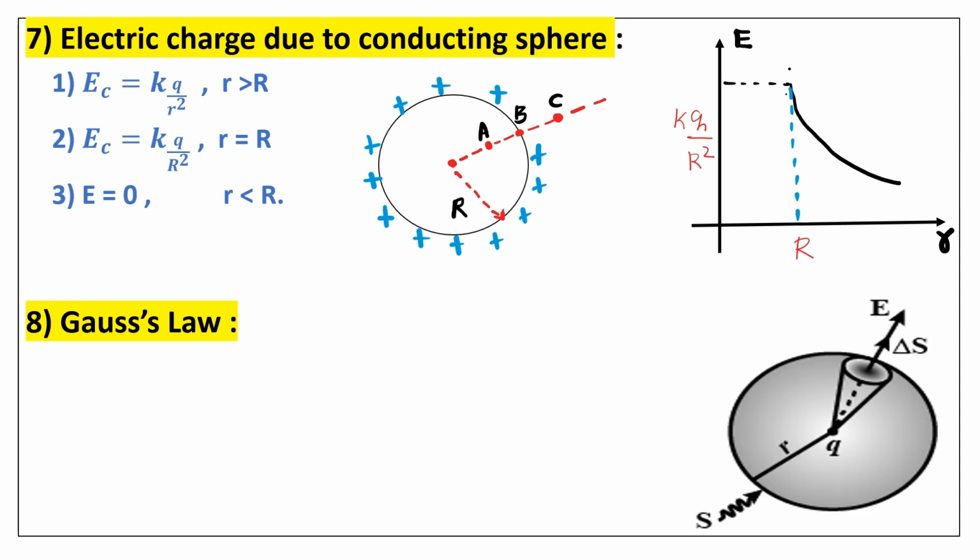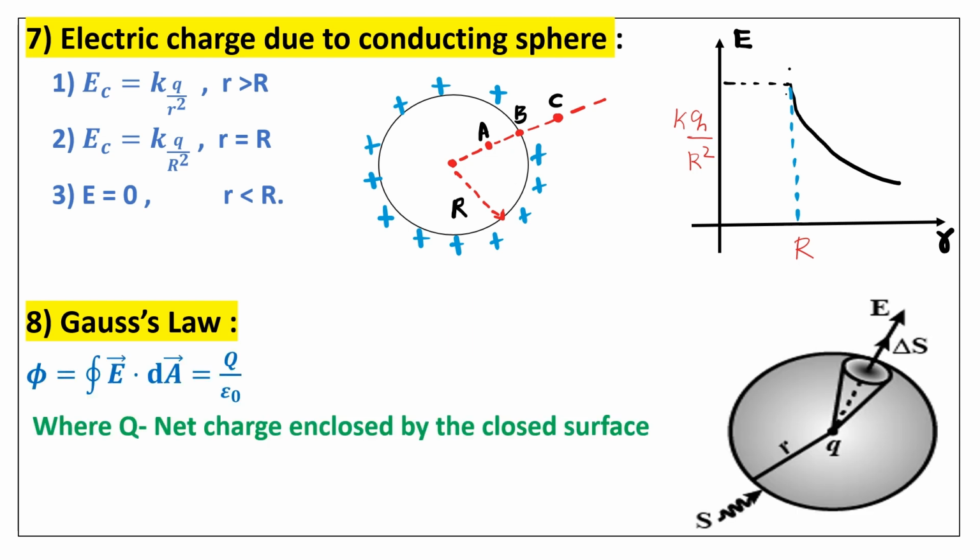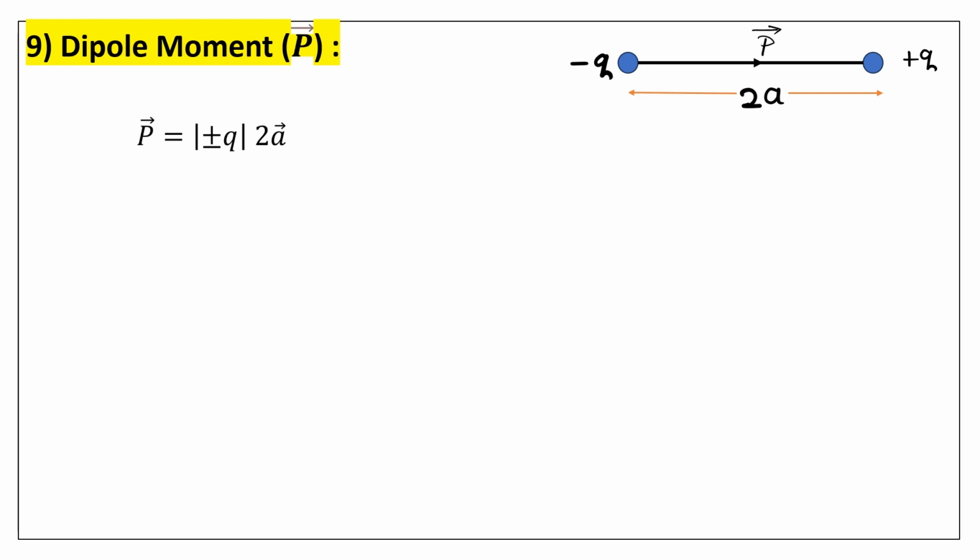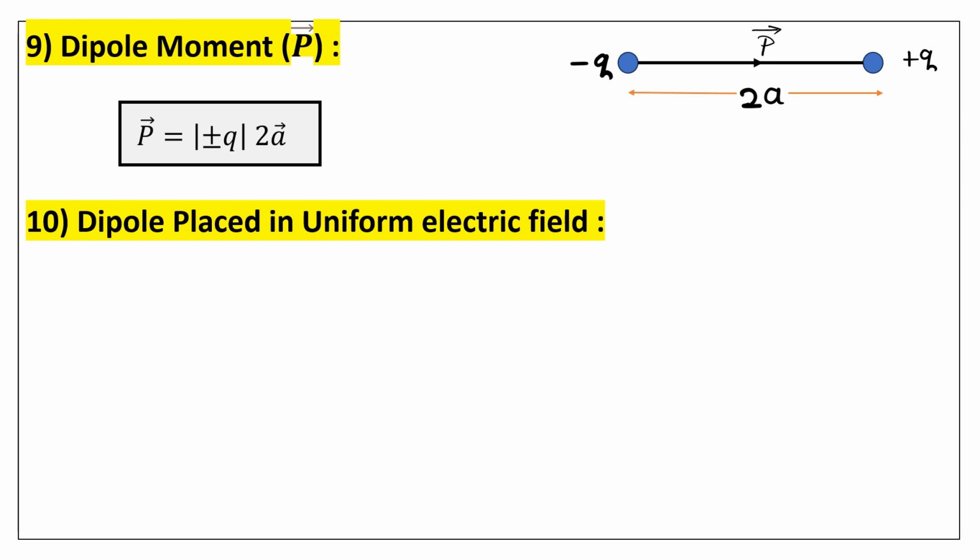8. Gauss's law. Phi is equal to closed integral of vector E dot dA, is equal to Q by epsilon naught, where Q is net charge enclosed by the closed surface. 9. Dipole moment, P. P is equal to modulus of plus or minus Q into 2A.